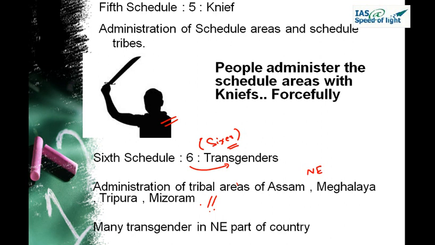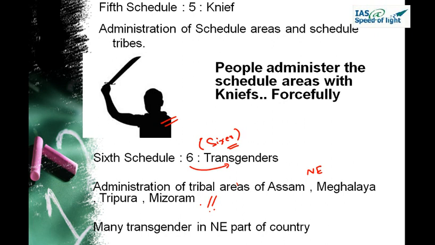So administration of tribal areas. If we go to the tribal areas of the northeastern states like Assam, Meghalaya, Tripura and Mizoram, you will find many transgenders there. Normally they are more than average. If it is 2-4,000 in normal societies, in these northeast states it is like 100 per thousand. So many transgenders are there in the tribal population of northeast states.